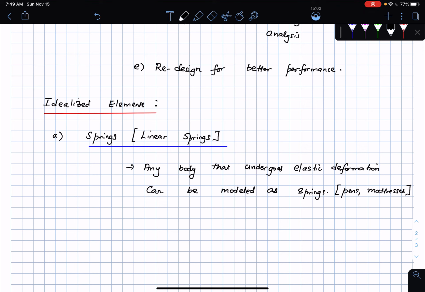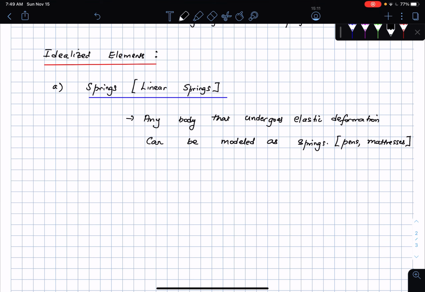Springs typically store potential energy when deformed, and this energy, you recover this energy when the springs retract back to their original position. Okay, so springs store potential energy when deformed.